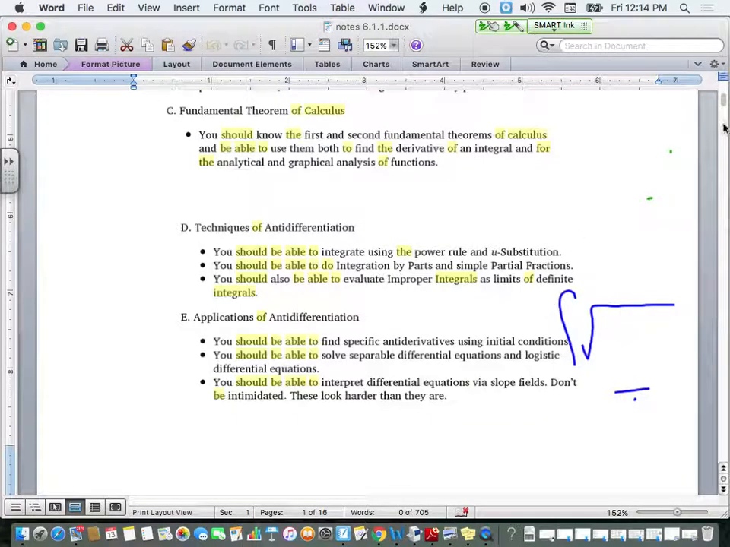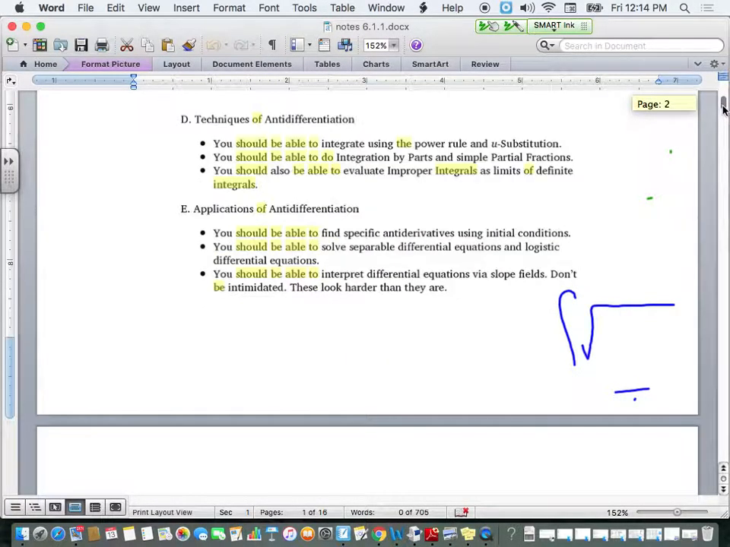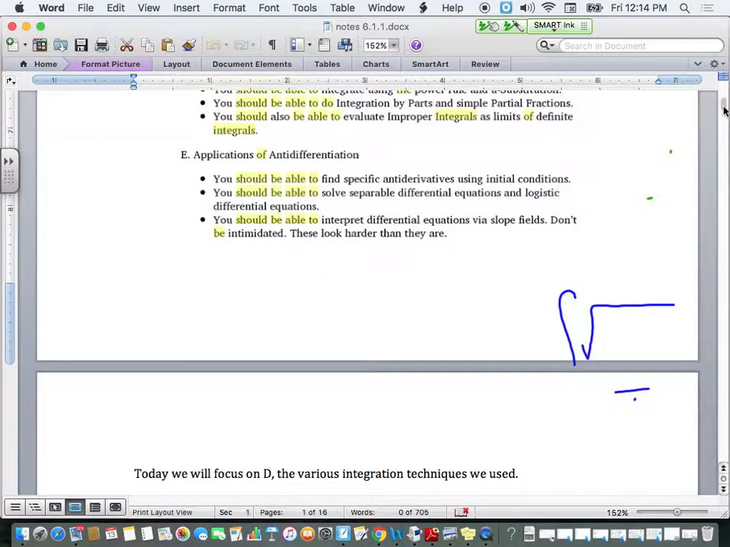All right, applications of integrals: you should be able to find specific antiderivatives using initial conditions, find the missing constant. You should be able to solve separable differential equations and logistic differential equations. I don't think solve them, but as much as recognize them. They haven't made us solve them yet. You should be able to interpret differential equations via slope fields. Don't be intimidated, just read a slope field. That was pretty easy, right?